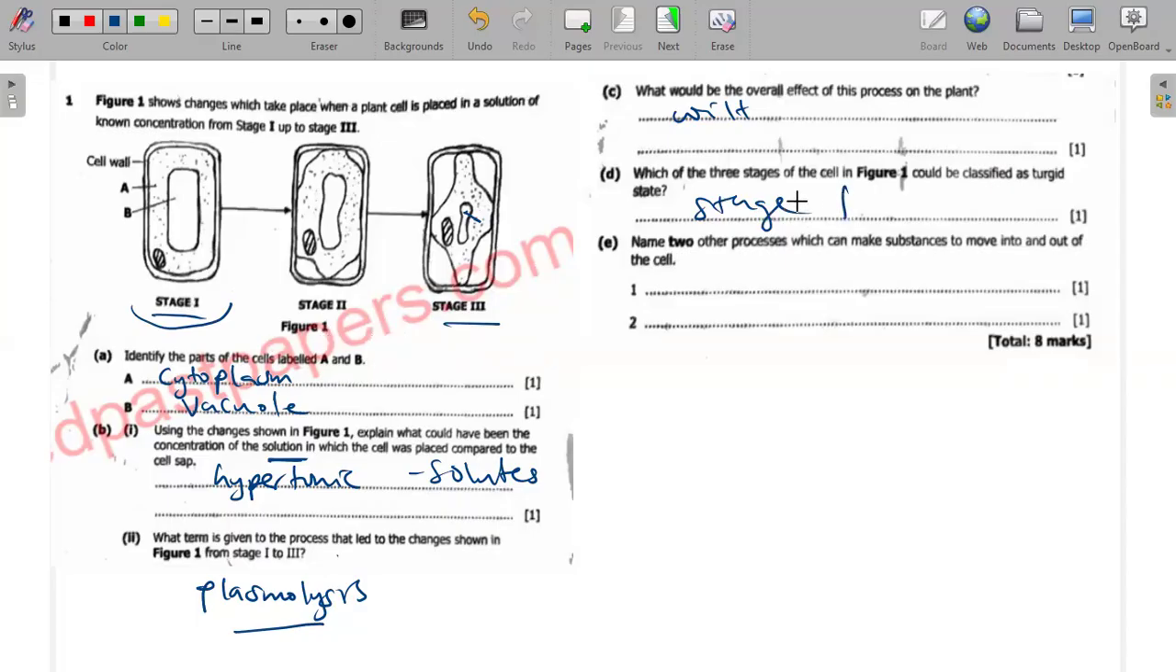Last question says, name 2 other processes which can make substances move into and out of the cell. So the other 2 processes include diffusion, and the other one includes active transport. So these are the other processes that can cause substances to move in and out of the cell. Okay.